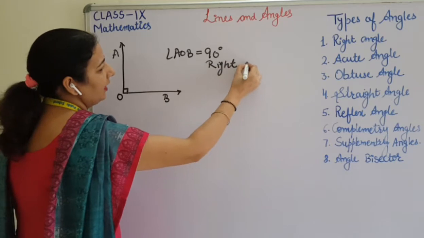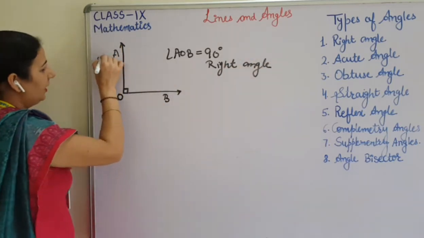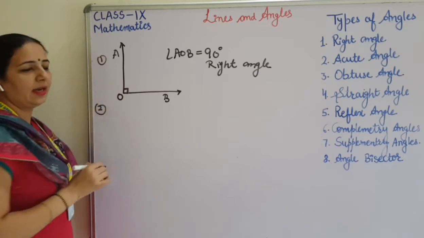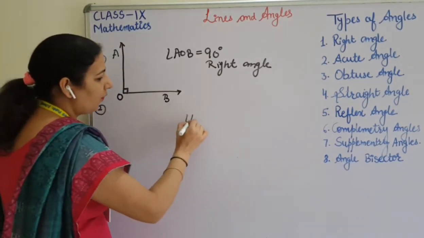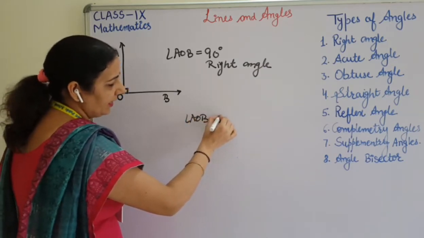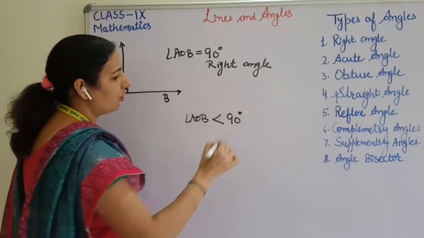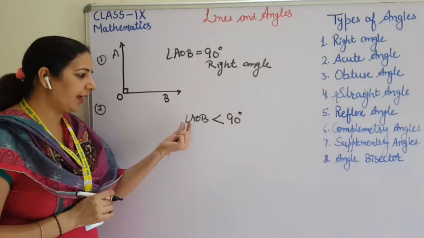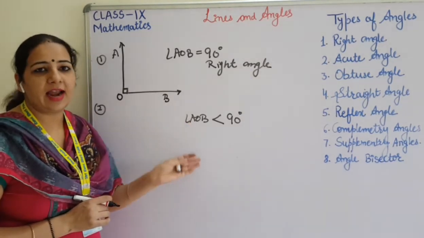Now the second is acute angle. After right angle, the second is acute angle. What is the meaning of acute angle? When the measure of any angle is less than 90 degrees. What is the meaning of less than 90 degrees? This angle can be 1, 2, 3, 4, 5 and till 89 degrees.